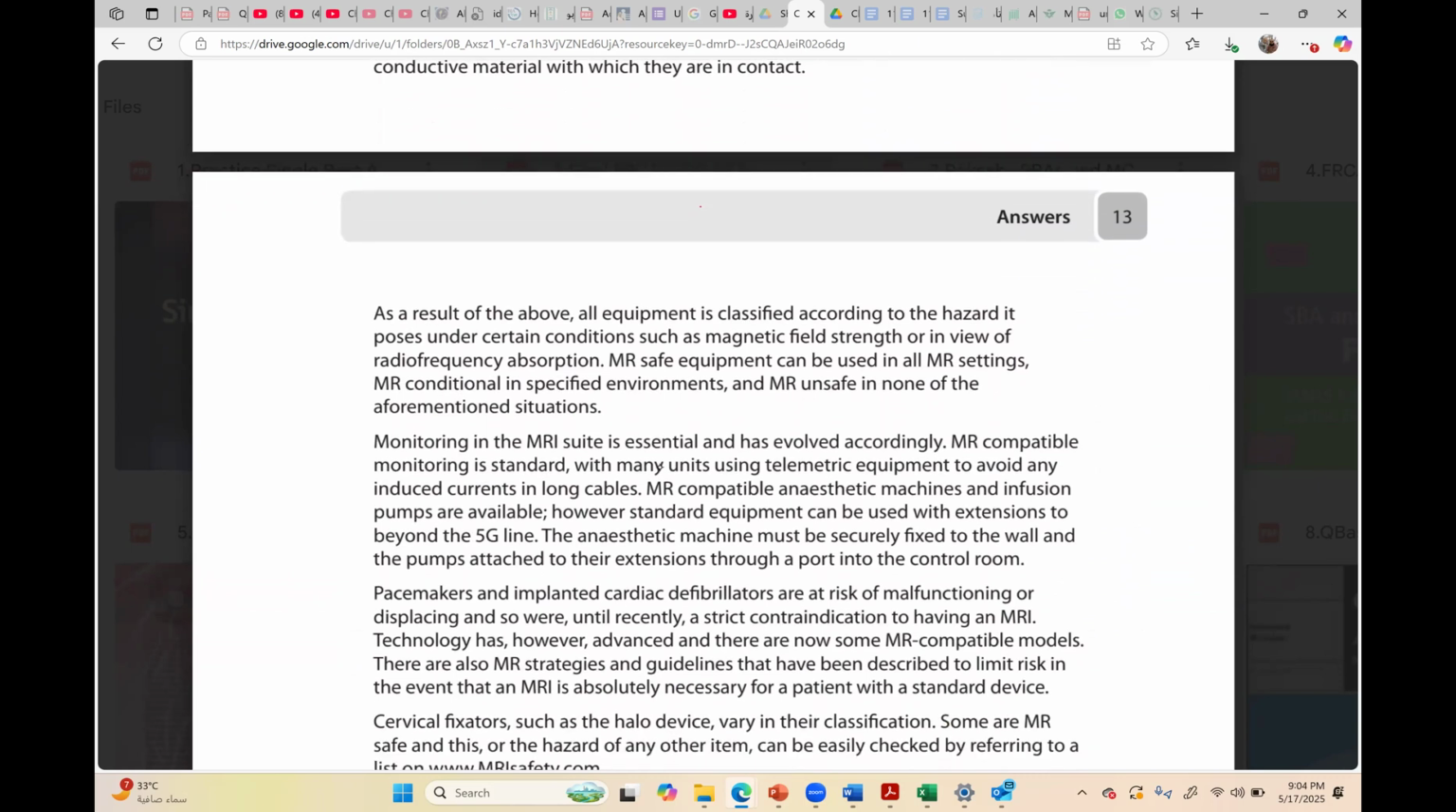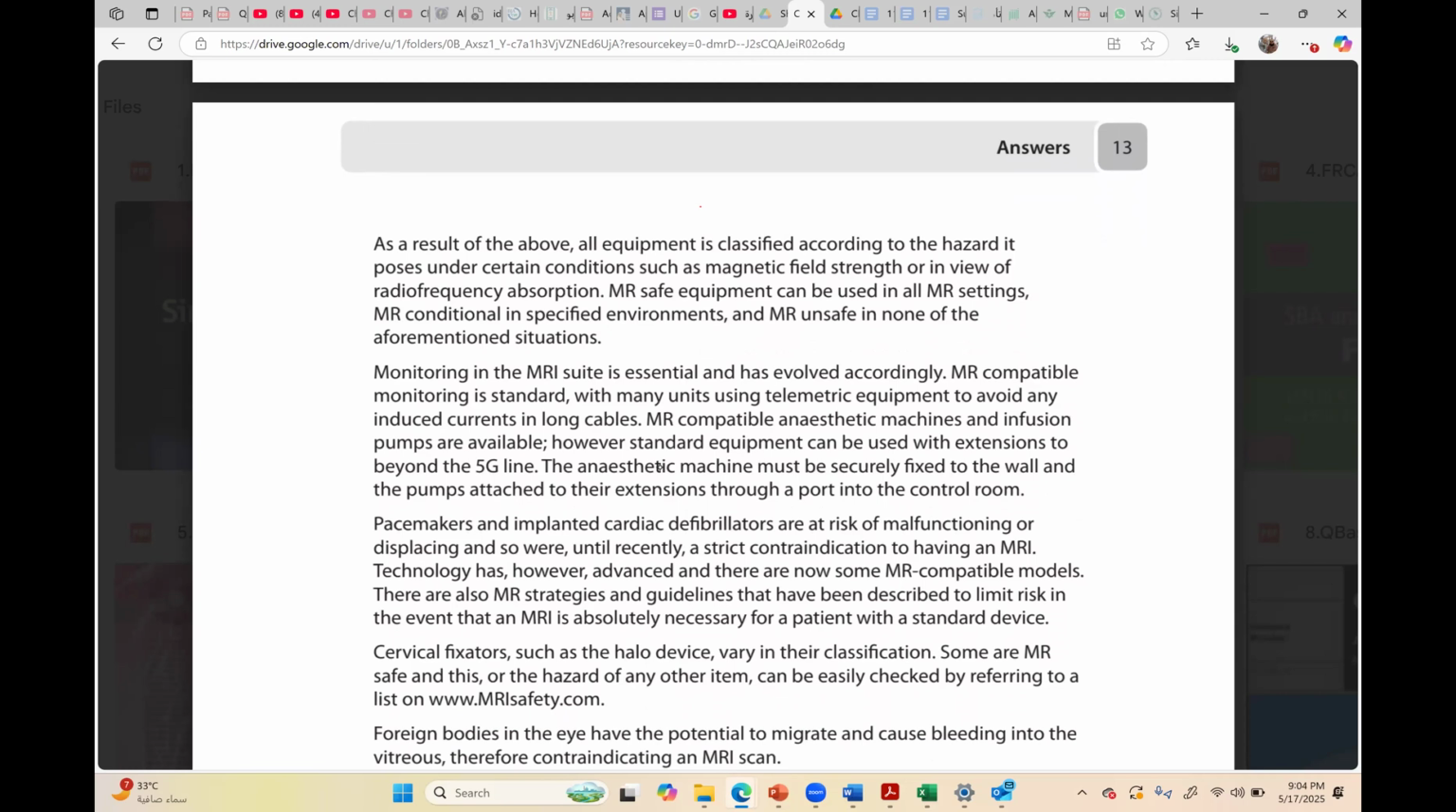As a result of the above, all equipment is classified according to the hazard it poses under certain conditions, such as magnetic field strength or radio frequency absorption. MRI safe equipment can be used in all MR settings, meaning equipment which is MR safe can be taken into any MR place. MR conditional is safe in a specific environment, and MR unsafe is none of the aforementioned situations. So this is how you define it: MRI safe, MRI conditional, and MRI unsafe. Conditional means that in certain areas you can take it, and in certain areas you cannot.